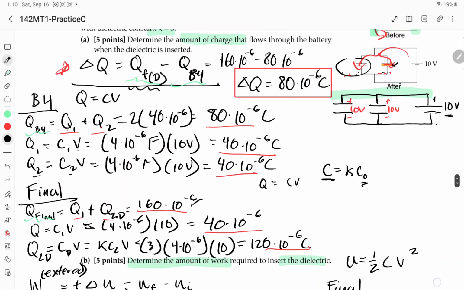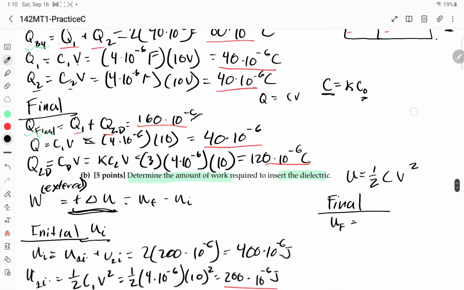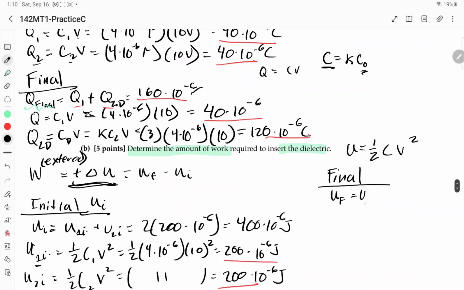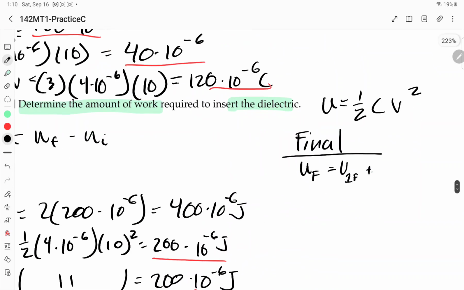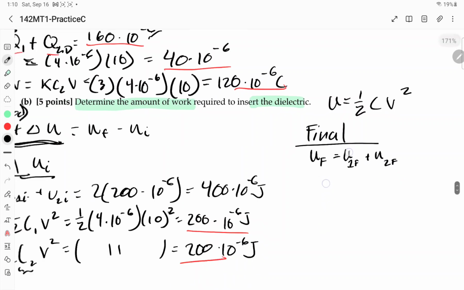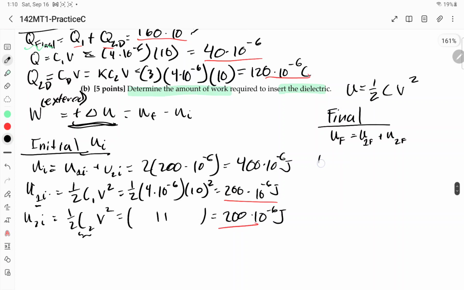And there's two parts, right? There's two capacitors, this one and this one. So we have to take the final state of the first capacitor plus the second capacitor in the final state. So let's plug and chug. The first capacitor in the final state is again just going to be 1/2 C1 V squared. C doesn't change when you go into the final state. So this is going to be the same variable, so it's just going to be 200 times 10 to the negative 6 joules.